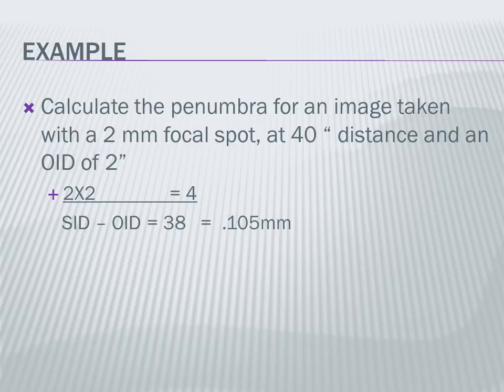Example, and again, this will be on your test. Calculate the penumbra for an image taken with a 2 mm focal spot at 40-inch SID and an OID of 2. So 2 times 2 equals 4, divided by SOD, which is SID minus the OID, which equals 38, giving 0.105 millimeters.